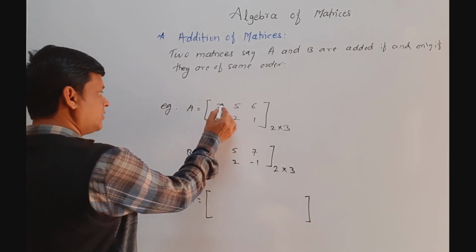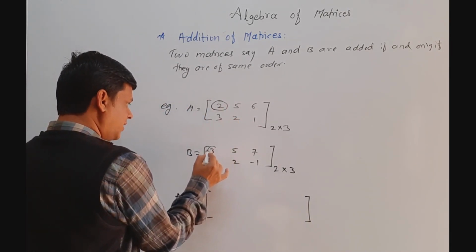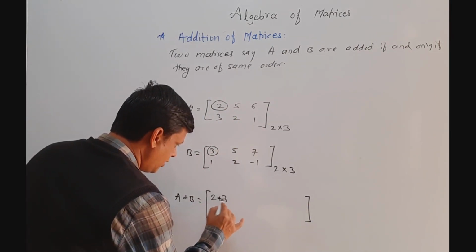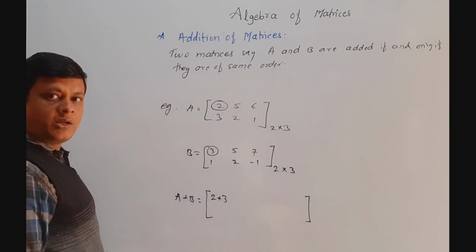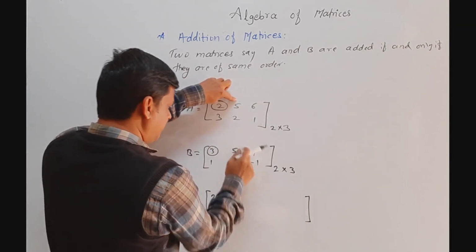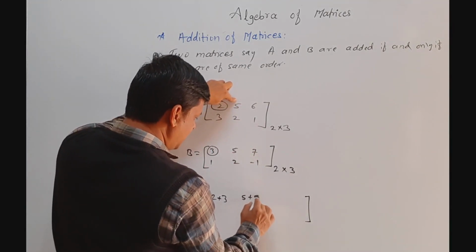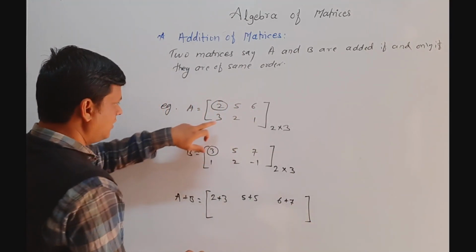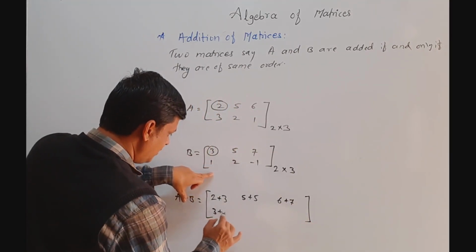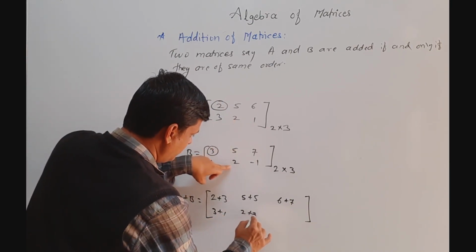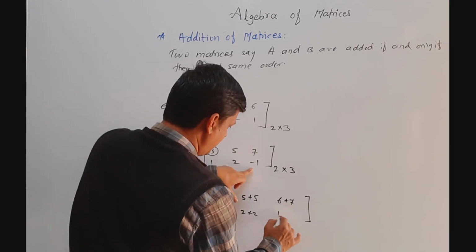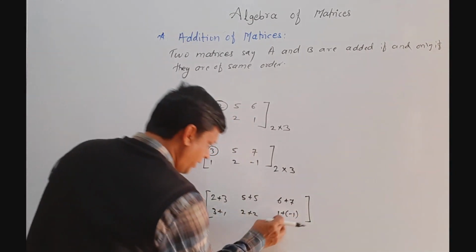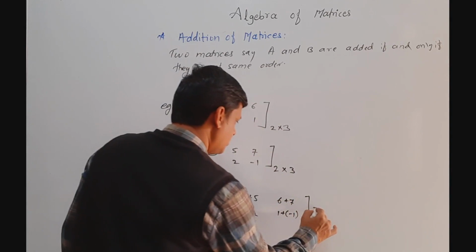So we add this first element 2 with the first element of the second matrix, 3. So we write here 2 plus 3. We have to write for the remaining elements. So we add 5 with 5, so write here 5 plus 5, then 6 plus 7, then 3 plus 1, then 2 plus 2, then 1 plus in bracket minus 1. For our convenience, we write 1 plus minus 1.